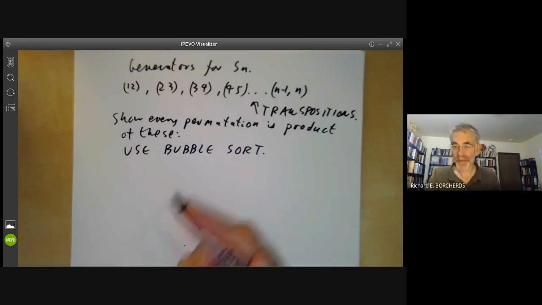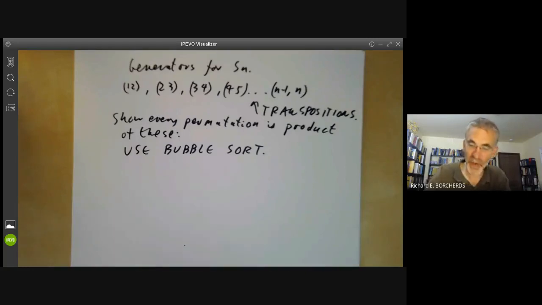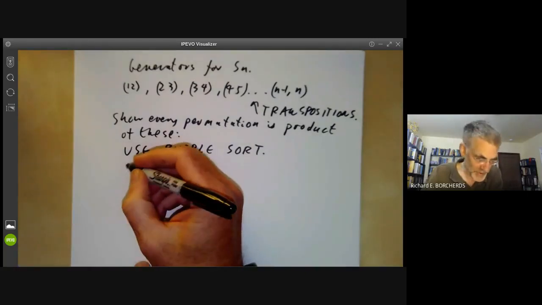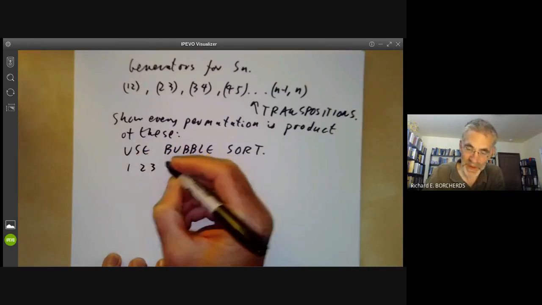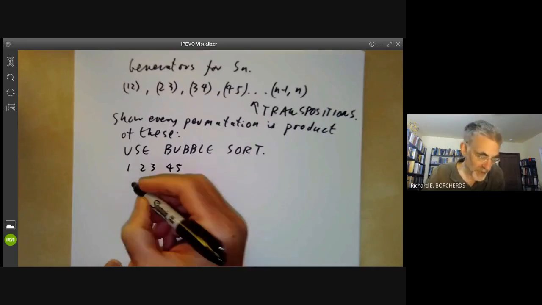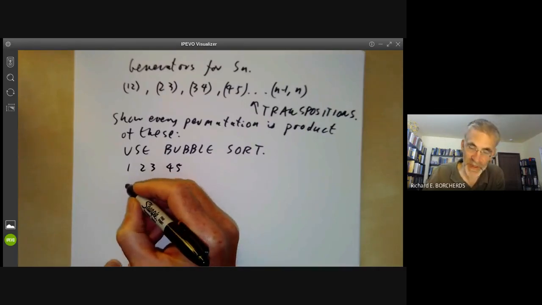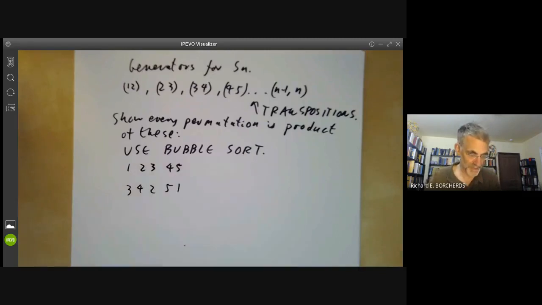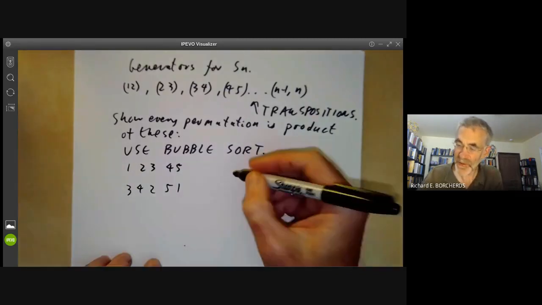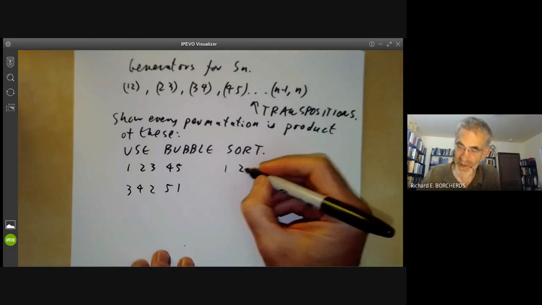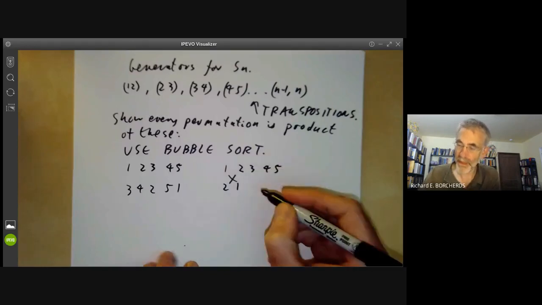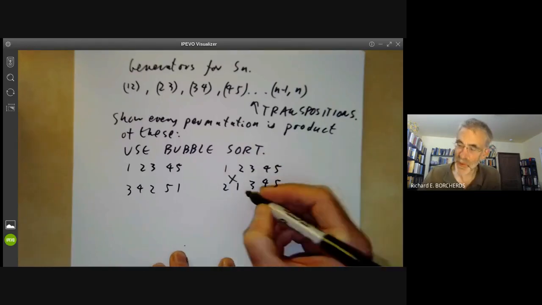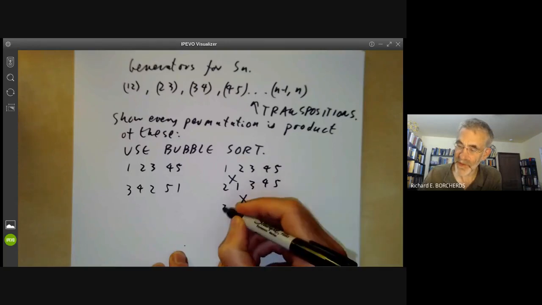So I think rather than give a formal proof that these generate S_n, I'll just give an example which should hopefully make it obvious. So suppose you want to have the permutation that takes 1, 2, 3, 4, 5 to 3, 4, 2, 5, 1. Then I can do a sort of bubble sort. So I take 1, 2, 3, 4, 5, and now I'm going to switch 1 and 2. And now I'm going to switch 1 and 3 to get 2, 3, 1, 4, 5.